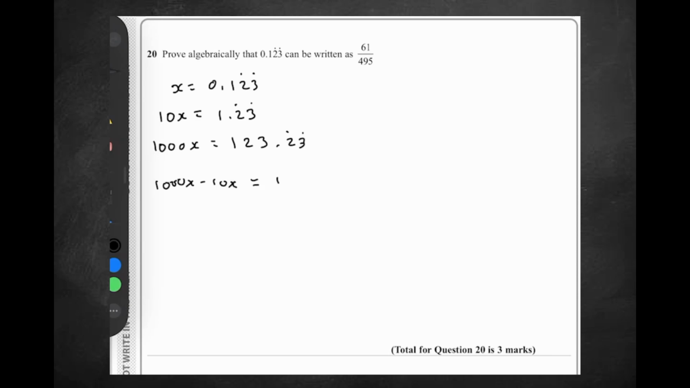Which means if I do 1000x minus 10x, we basically get rid of the 3 recurring bit, and we're just left with 122, which is 990x. We'll rearrange that to say x equals 122 divided by 990, which funnily enough, if you divide top and bottom by 2, is 61 over 495, which is what we need.